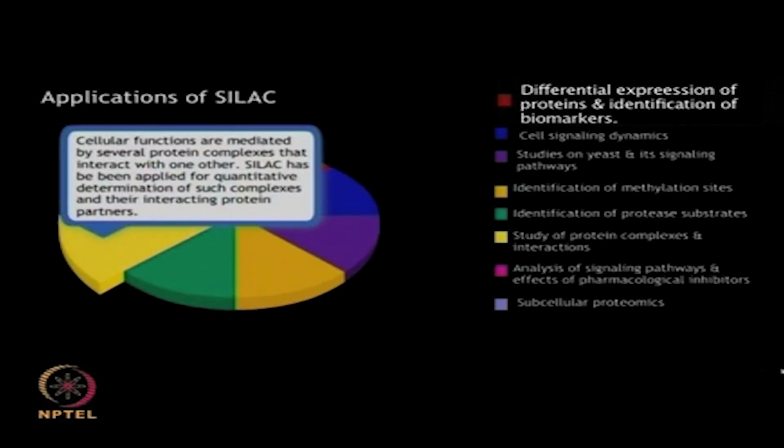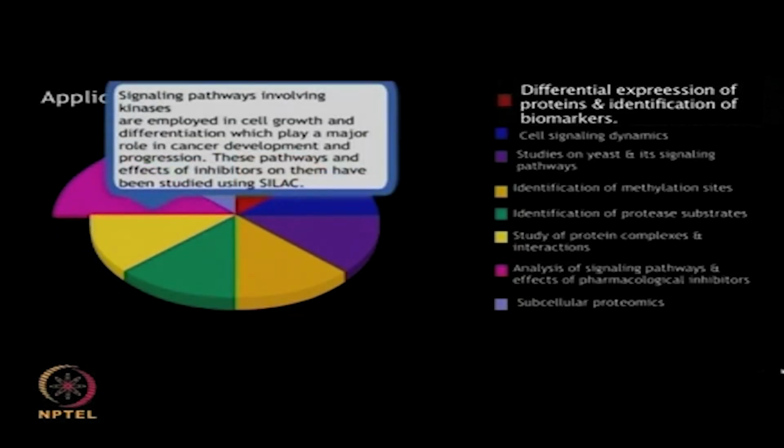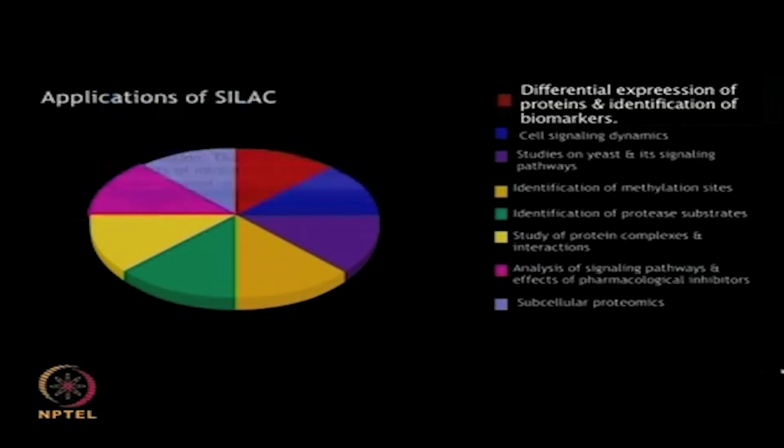The cellular functions are mediated by several protein complexes which interact with one another. SILAC has been applied for the quantitative determination of such complexes and their interacting protein partners. The signaling pathways which involve kinases employed in cell growth and differentiation play a major role in cancer development and progression. These pathways and the effects of various inhibitors have been successfully studied by using SILAC.